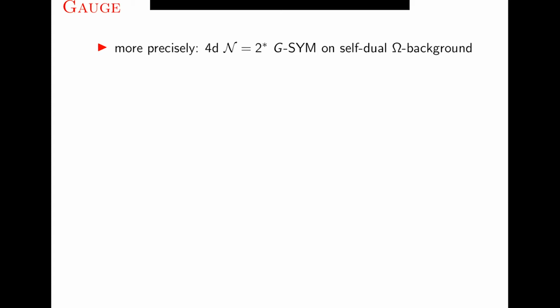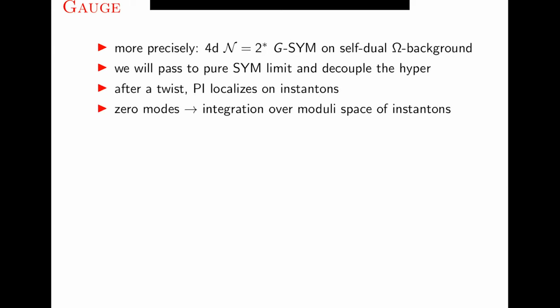Okay, so we will certainly be interested in instantons. And there is another technical issue here: in this case, we pass to the pure super Yang-Mills limit. So we're decoupling the hyper, but this is not so important right now. So what do we have? Well, first, of course, the path integral localizes on the instantons. This is the classical Nekrasov story. And what we need to solve the theory is to integrate over the moduli space of instantons.